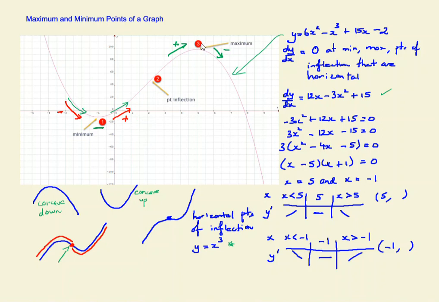Now at a maximum point, let me just change the pen color. The gradient leading up to a maximum point is positive. At the maximum point the gradient is 0, and after the maximum point in that same region, the gradient changes to negative. So what we're going to do is use this first derivative, which can tell us the gradient.